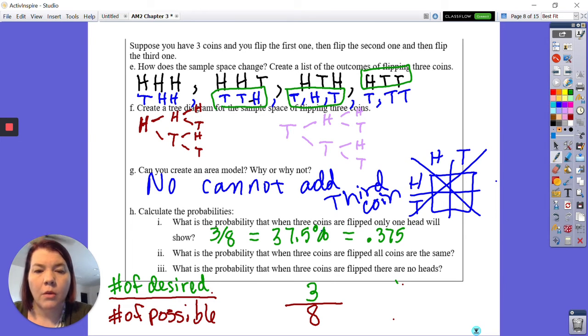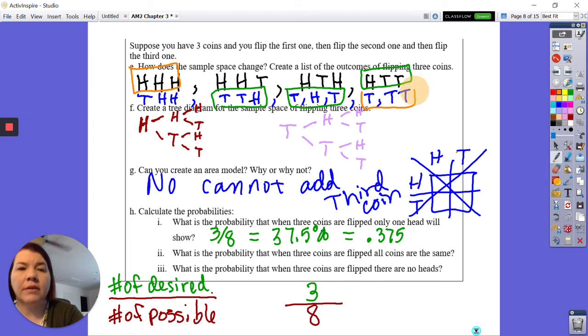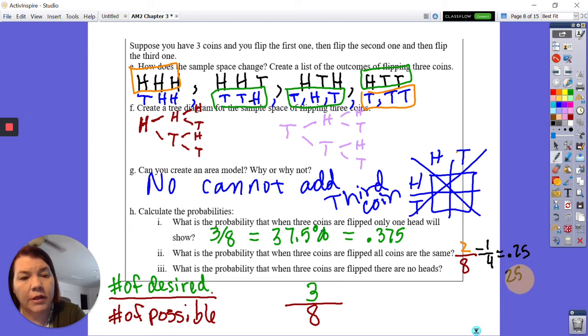Okay. What is the probability that when 3 coins are flipped, all coins are the same? Okay, so all coins are the same. We're going to mark that one not in green but in orange. Heads, heads, heads, and tails, tails, tails. So it's going to be 2 out of, my denominator is still 8, which is 1/4, which is equal to 0.25 or 25%.